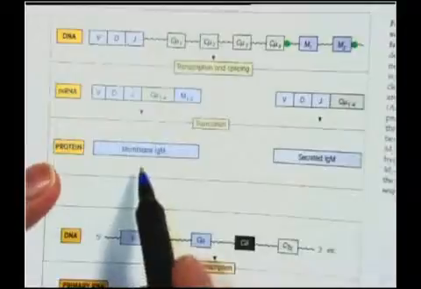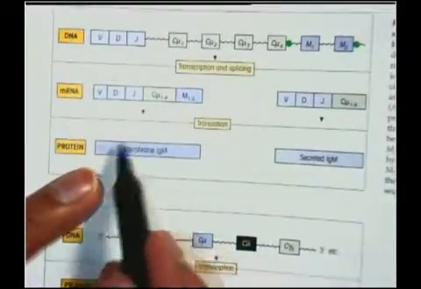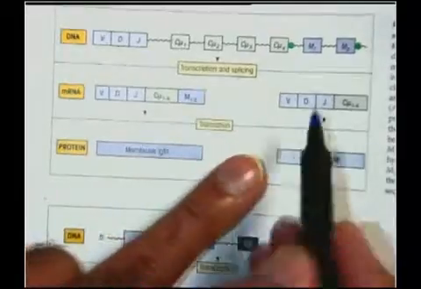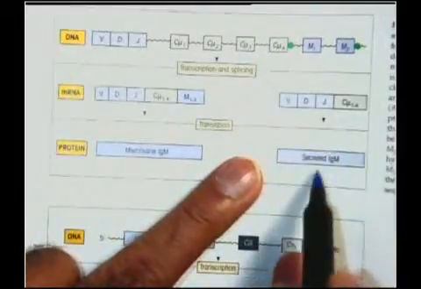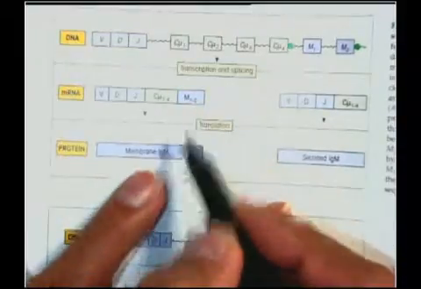And one is the membrane form coming out. If this mRNA becomes a protein, that forms membrane IgM. But here it also produces IgM, but it lacks the M1 and M2, which is the membrane part.